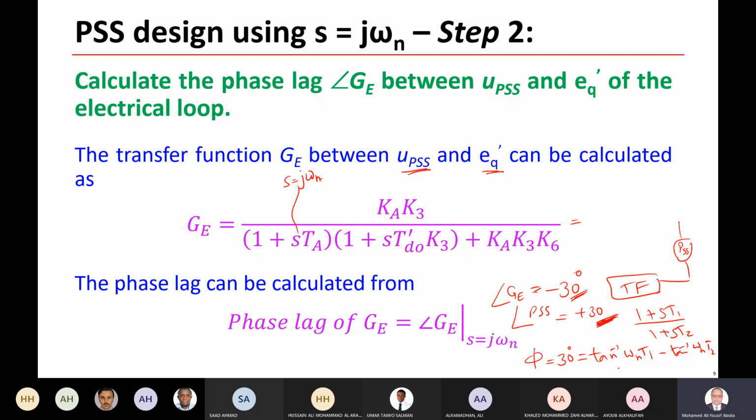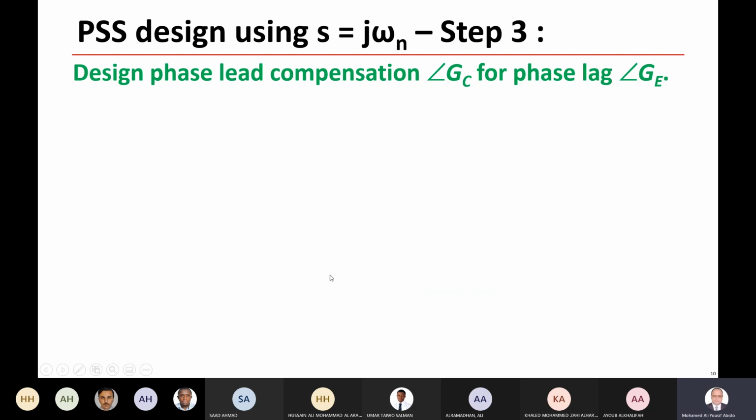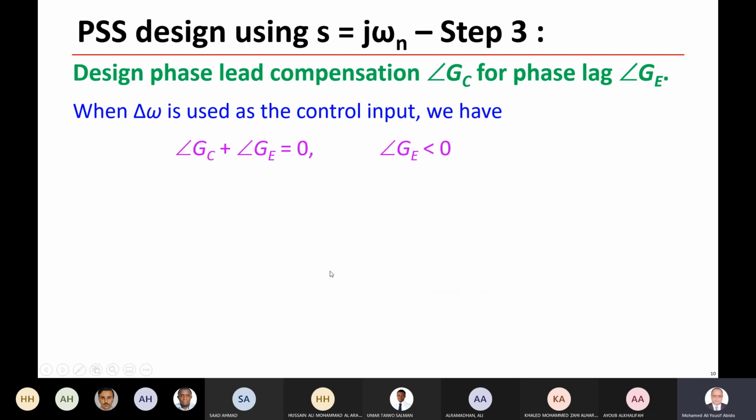You can select, and this is usually the case in design, one of the time constants and you can get the other. Here you can select T2 equal to 0.1 second, for example. If T2 equals 0.1 second, we can get this angle, and then we can get T1 accordingly. So this is the way to design 1 plus ST1 over 1 plus ST2. The summation of the angle should be 0, and this angle is negative.